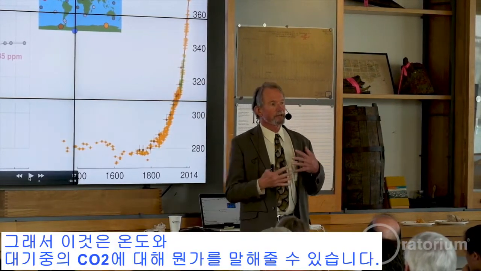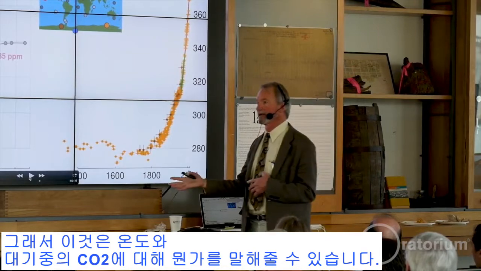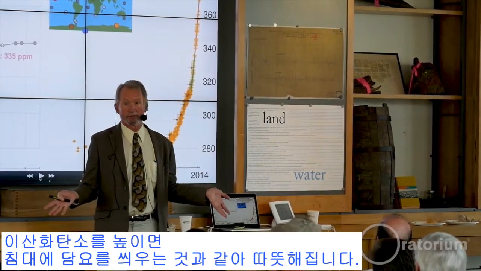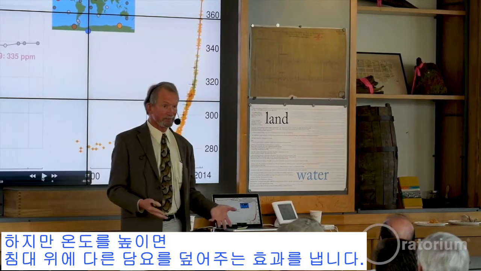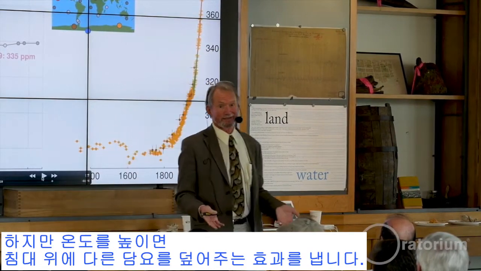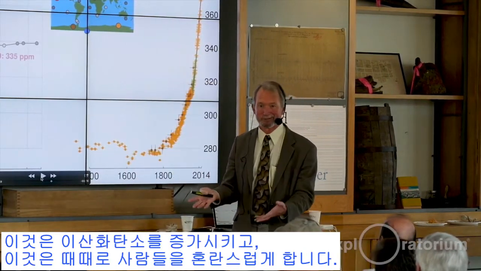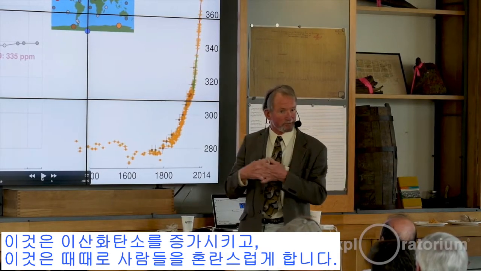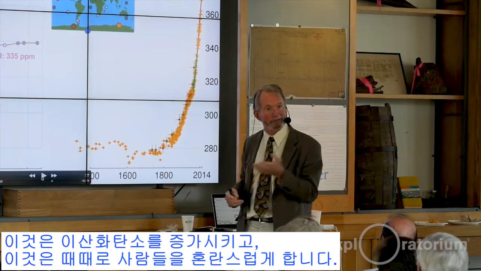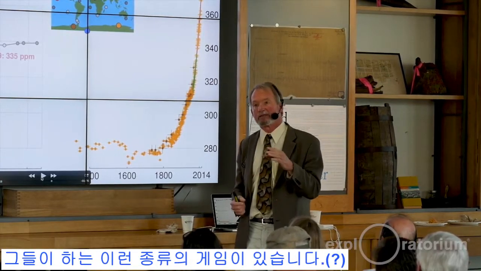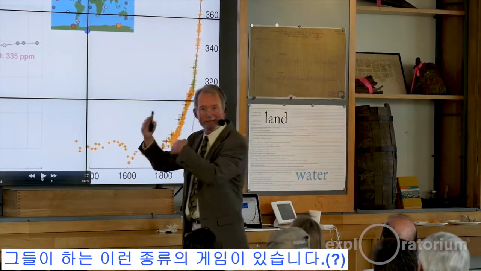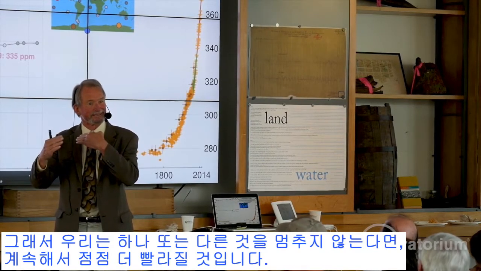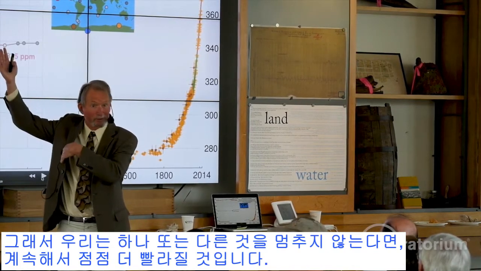So this says something about temperature and carbon dioxide. If you raise carbon dioxide, it's like putting a blanket on your bed. You're going to get warmer. But if you raise the temperature, it puts another blanket on your bed. It adds CO2. And this is something that confuses people at times. We're going to look a little more back into the record, and you can see how that happens. They have this sort of a game that they play. So if you don't stop one or the other, you're going to continue going, and you're going to keep going faster and faster.